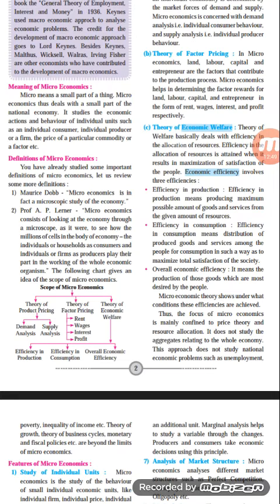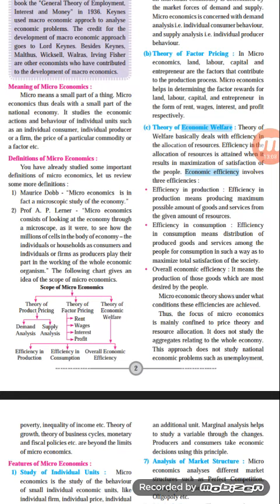The third theory is the theory of economic welfare. The theory of welfare basically deals with the efficiency in allocation of resources, and efficiency in allocation of resources is attained when it results in maximization of satisfaction of people.